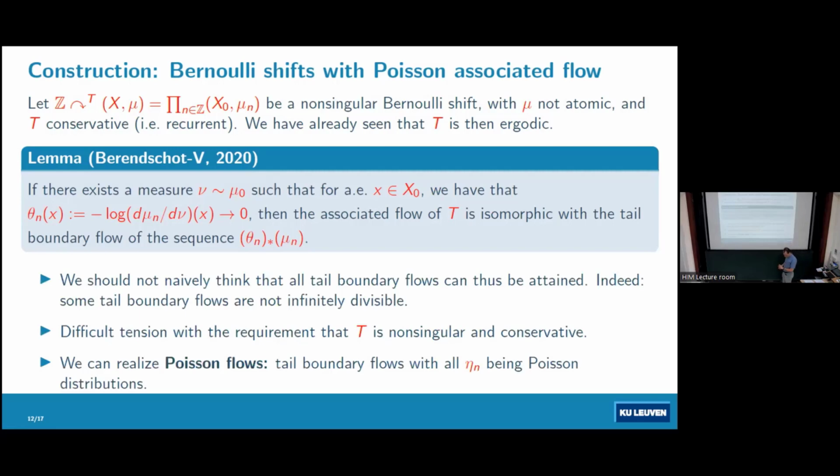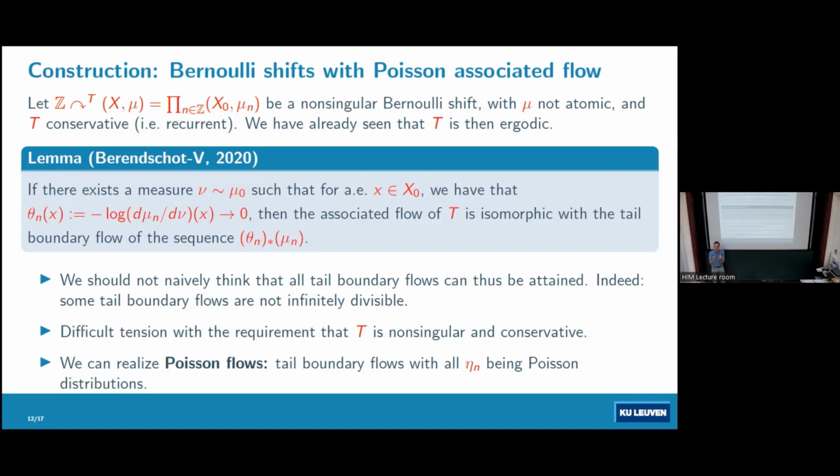Now, this of course will give you a feeling that every tail boundary flow should arise as the associated flow of a Bernoulli shift, because this is kind of an arbitrary sequence of probability measures. Indeed, it is. But in order for this to be the associated flow of your Bernoulli shift, we need this shift to be conservative.